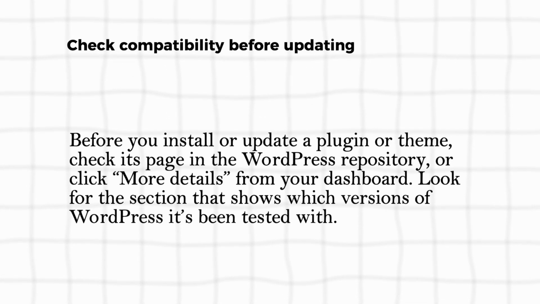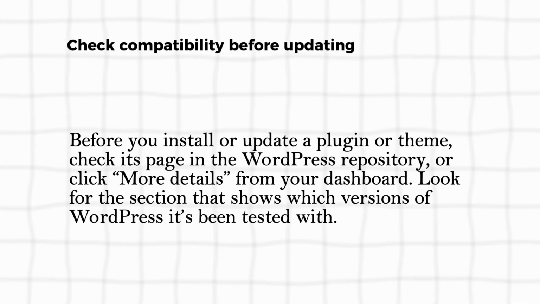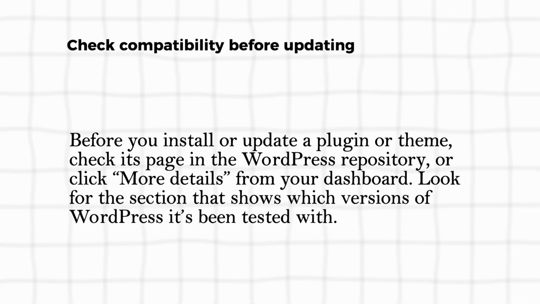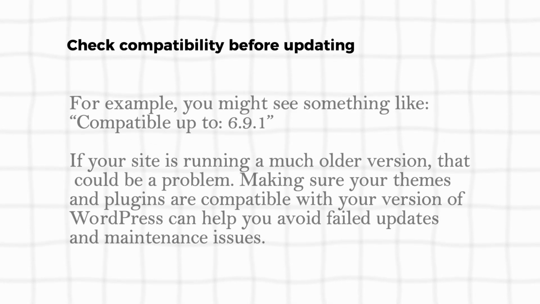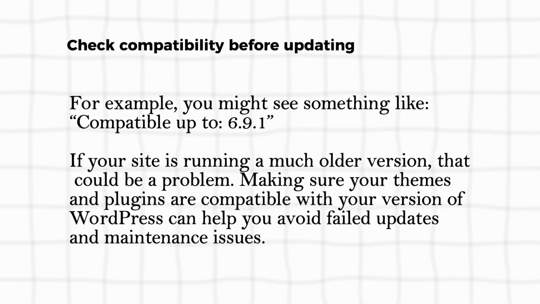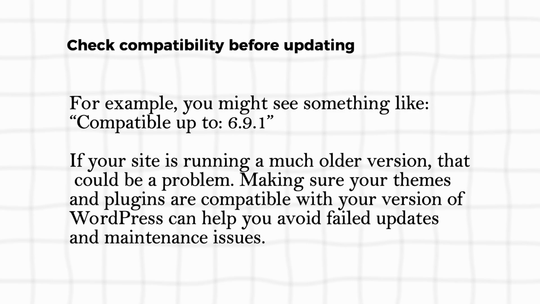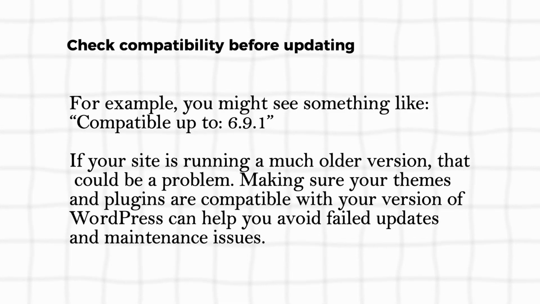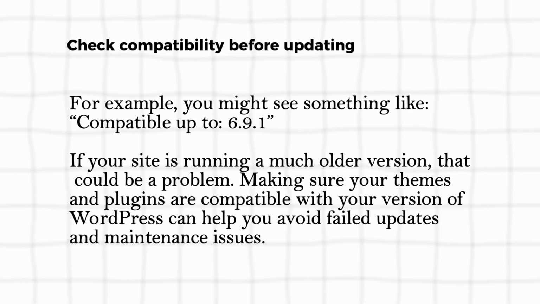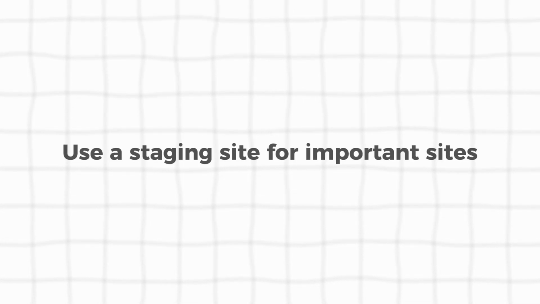3. Check compatibility before updating. Before you install or update a plugin or theme, check its page in the WordPress repository or click More Details from your dashboard. Look for the section that shows which versions of WordPress it's been tested with. For example, you might see something like compatible up to 6.9.1. If your site is running a much older version, that could be a problem. Making sure your themes and plugins are compatible with your version of WordPress can help you avoid failed updates and maintenance issues.